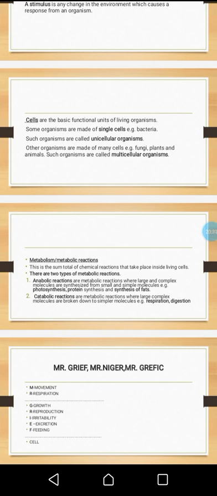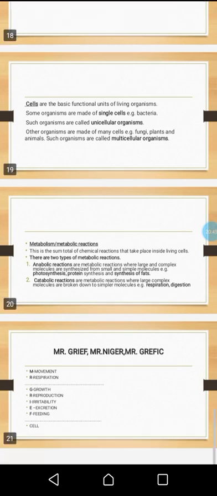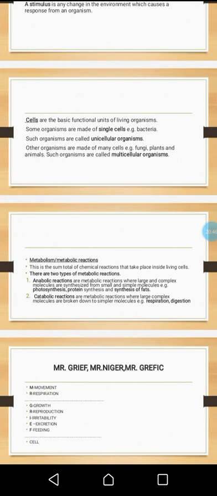Other organisms are made up of many cells, e.g. fungi, plants, and animals. Such organisms are called multicellular organisms. Multi means many, a lot, more than two. So multicellular organisms are organisms that are made up of two or more cells, a lot of cells.